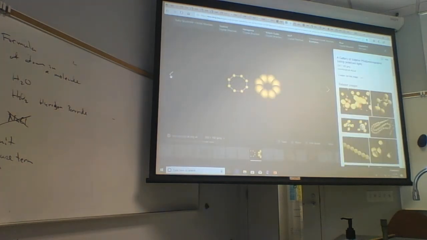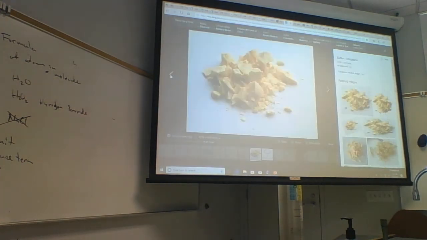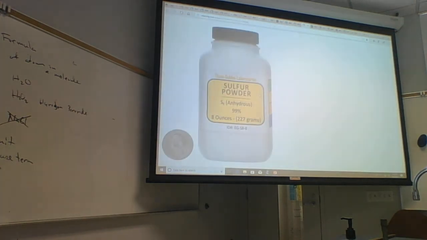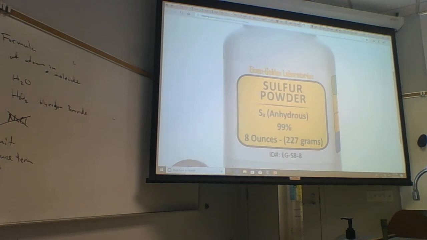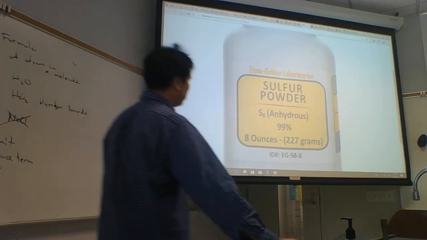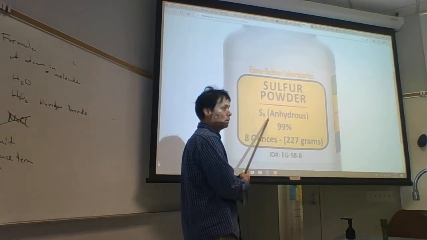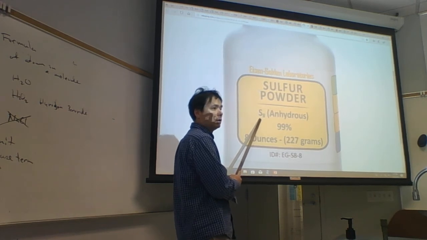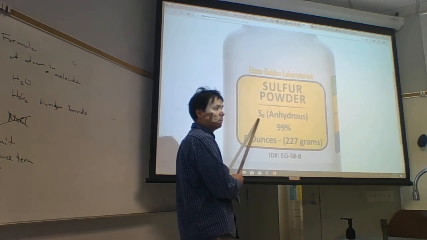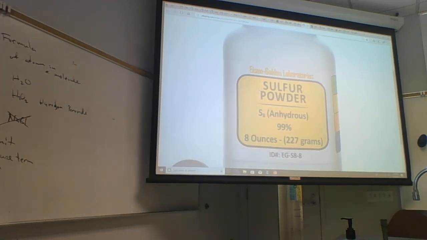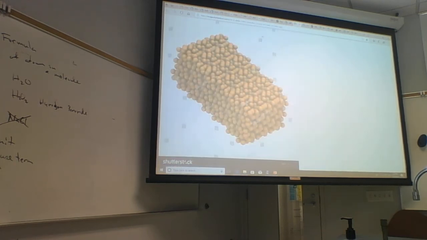If you look at the formula for yellow sulfur, do you see what the formula is? It's S8. And so would that be an empirical formula? No, empirical would just be S. This is what we call the molecular formula for sulfur. It's a molecular formula for sulfur because sulfur forms discrete molecules. What do these molecules look like? The molecules look like this.